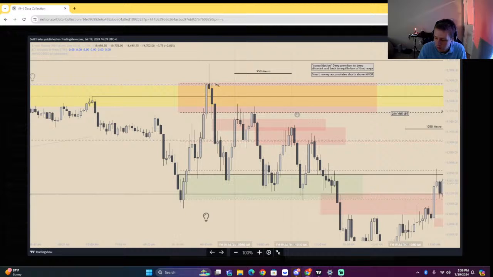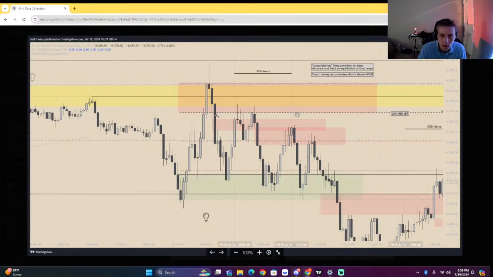Notice here, 950 macro kind of consolidates. We go from deep premium to deep discount, back to deep premium, back to deep discount, back in equilibrium, back to, and then we finally break away from that consolidation. Notice equilibrium is getting referred to within this price leg from body low to high here.